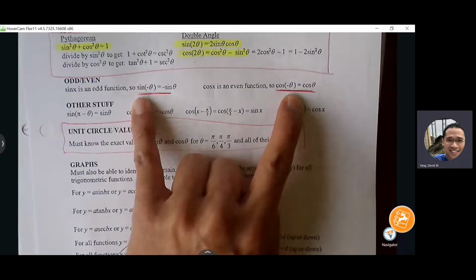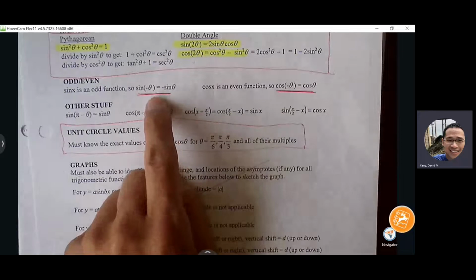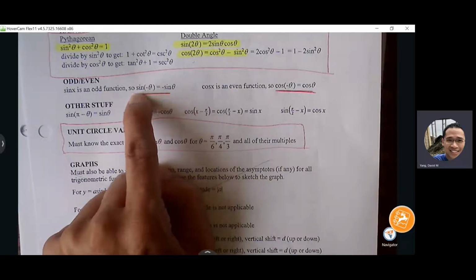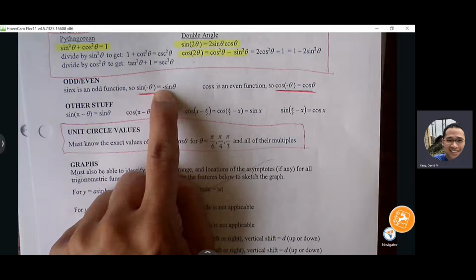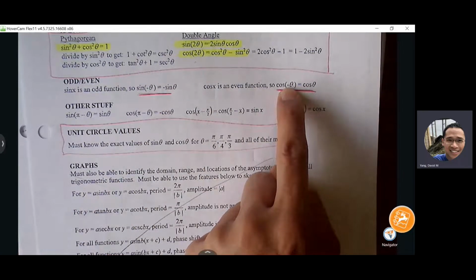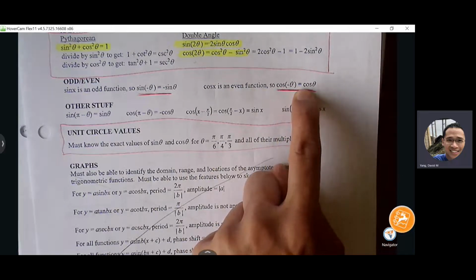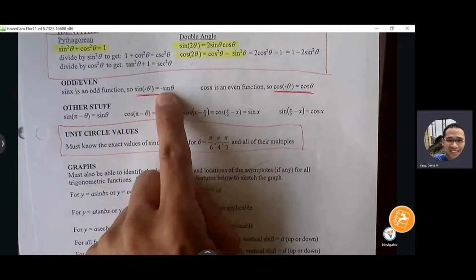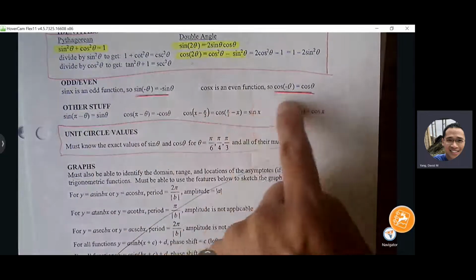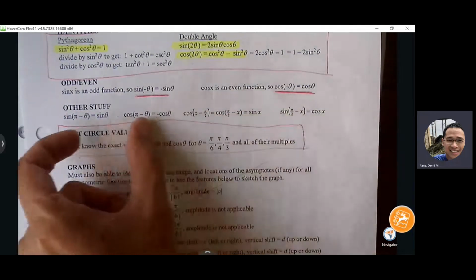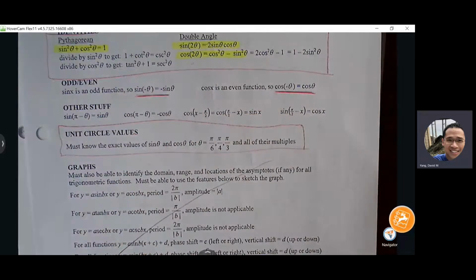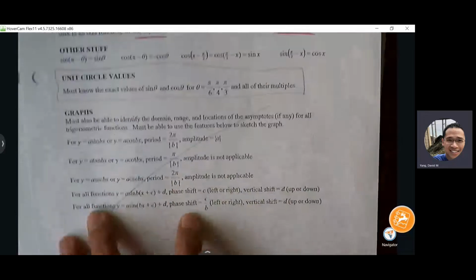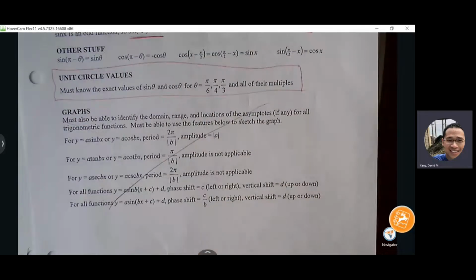Even and odd functions, sine is an odd function. That just means that if I see a negative inside of theta, I can just drag that out in front as a coefficient. Cosine is an even function, which means that any negative inside the angle just disappears. Okay, so cosine disappears, but the sine gets dragged out in front. Don't have to worry too much about this, just the cofunction relationship between sine and cosine. Unit circle values, and don't worry too much about the graphs. Transformation is not a topic that shows up on the AP exam, so we can ignore the graph portion.